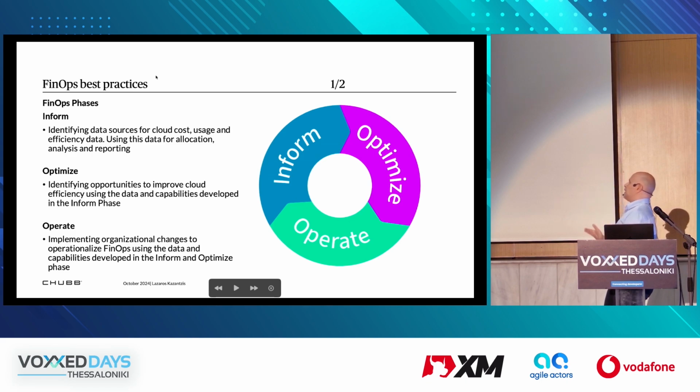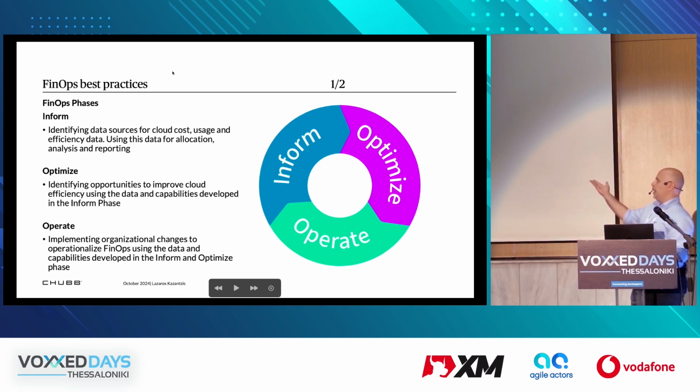Then the optimize phase has to do with what we're doing with the data we have and how we can identify the opportunities to provide cost savings, for example, having reserved instances or having better utilization of our resources. Imagine having a Kubernetes cluster that is being utilized at 40%. Why not have a lower SKU and have it utilized in a much better way, like 80 or 90%?